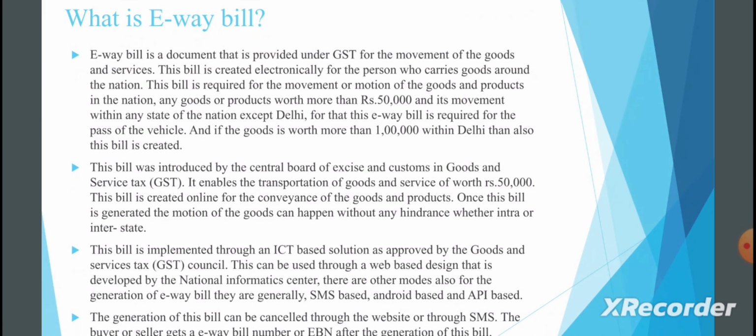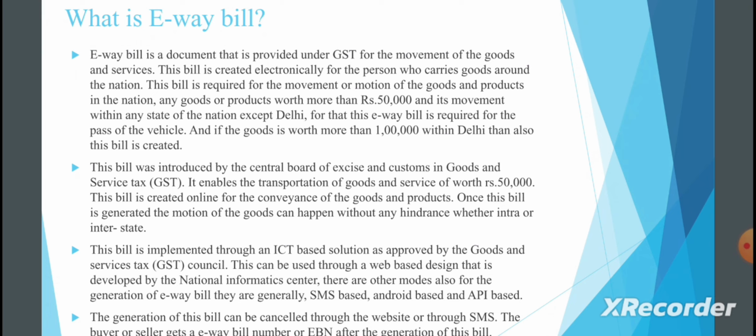During the introduction of the Goods and Service Tax, that is GST, which came into effect from 1st July 2017, this was a revolutionary step in the field of indirect tax reforms in India. This GST system provides the provision for the e-way bill. Now, what is an e-way bill?